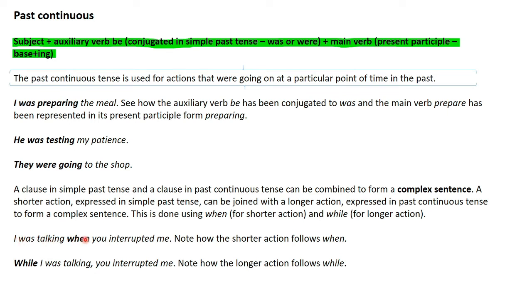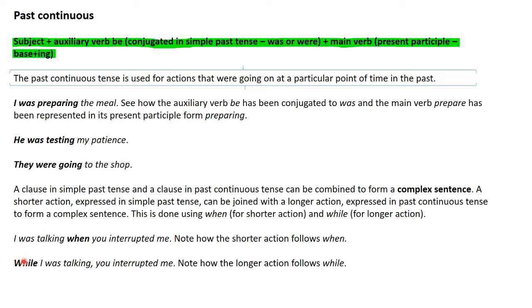When is the subordinating conjunction. You interrupted me. You is the subject. Interrupt, the second form or the past form is interrupted, which is the format of a simple past tense. Me is the object in this case. This is the independent clause, this is the subordinating conjunction, and this is the dependent clause. I was talking when you interrupted me.